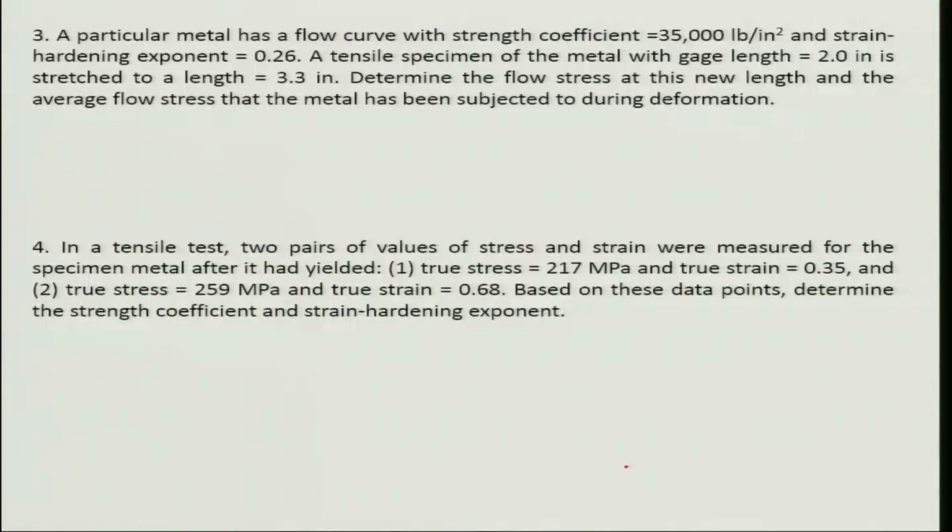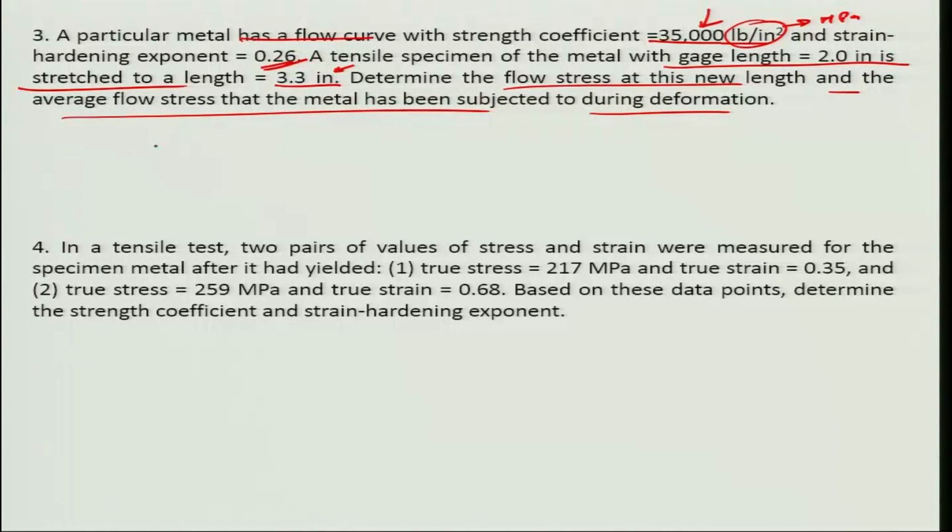A few more questions which I would like to do. In this example, the metal has a flow curve with a strength coefficient of 35,000 pounds per square inch, which we will have to convert into megapascals, and a strain hardening exponent of 0.26. You have a metal with an initial gauge length of 2.0 inches, stretched to a final length of 3.3 inches. So there has to be a true strain value associated with it, and we have to determine the flow stress at this new length, and also the average flow stress that the metal has been subjected to during the deformation. So let's first record all these values.